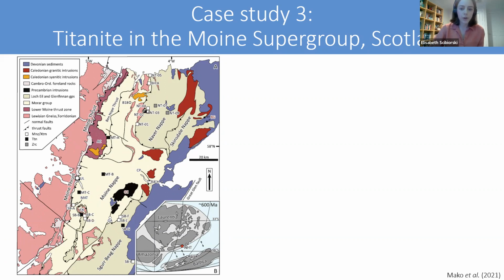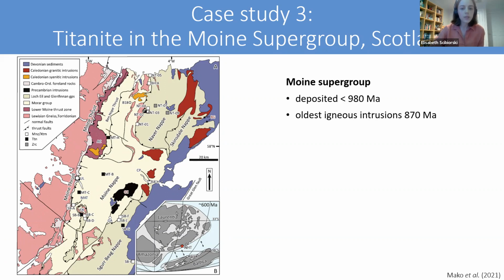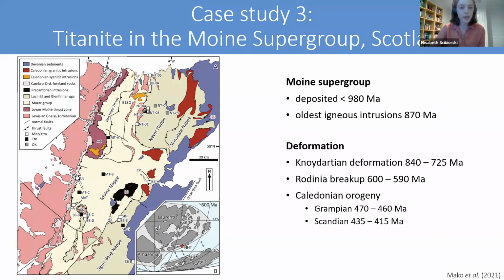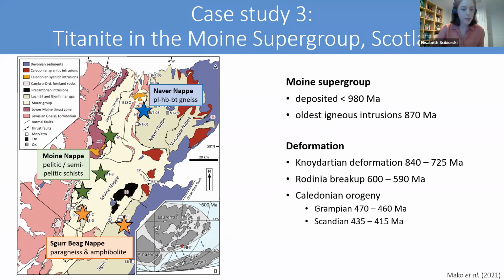The Moine Supergroup is a 5 to 10 kilometre thick sedimentary sequence, which was deposited during the Neoproterozoic, and it was probably first metamorphosed shortly afterwards. Then it was further deformed several times after that, finally culminating in Caledonian orogenesis during the Silurian and the Ordovician. So in this study, the authors again analysed a suite of minerals: monazite, xenotime, titanite, zircon. But again, we're just going to focus on the titanite for today. So we're going to look at these samples here: 2 from the Sgurr Beag Nappe, 1 from the Naver Nappe, and 3 from the Moine Nappe.